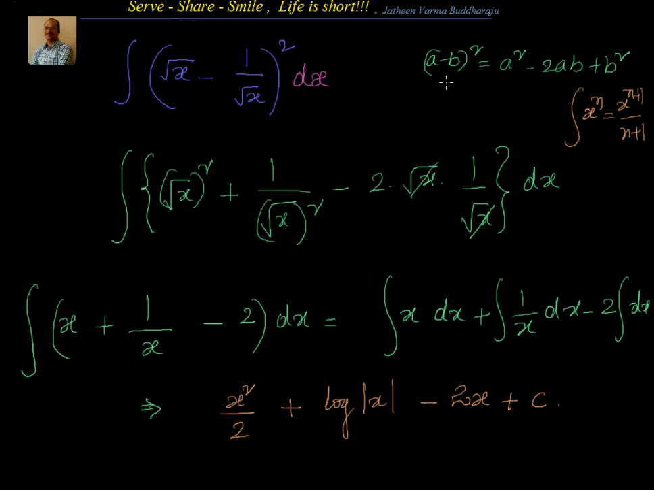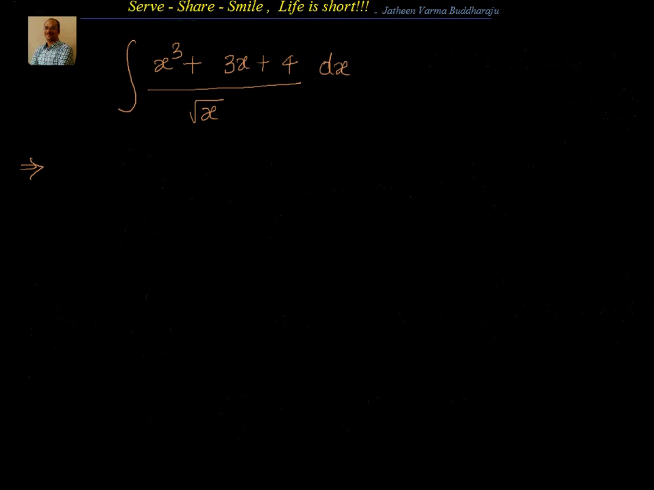What we have done? We have seen the (a minus b) whole square formula. We have applied that. Then we have simplified. We did individual integrals. So let's do one more example. We have to find the integral of (x cube plus 3x plus 4) divided by root x dx. So we'll try to individually divide them.